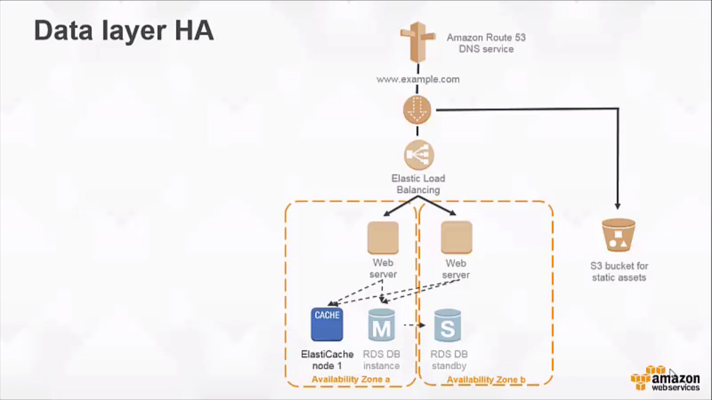Similarly, for the cache, we want to expand it to multiple availability zones. So we add a second node of Elastic Cache. If you're using Memcache, each of those nodes stores a portion of the keys, so the impact of failure is reduced. In the case of Redis, we can even configure a master-slave replication and automatic failover with Elastic Cache.